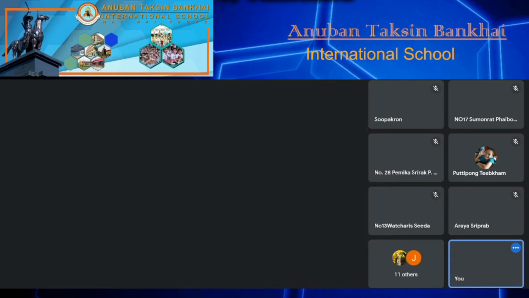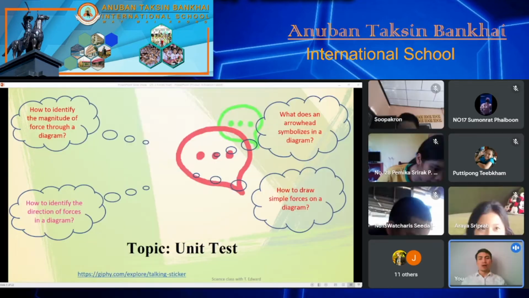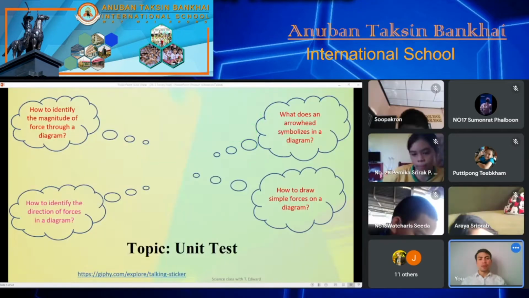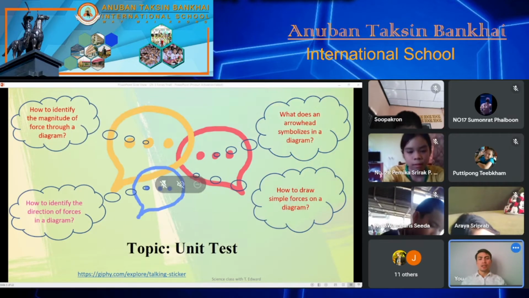Now, our lesson for today is again about force, but we will be having our unit test today. So we will be having our unit test for today. I hope that all of you will pass and have high scores later.